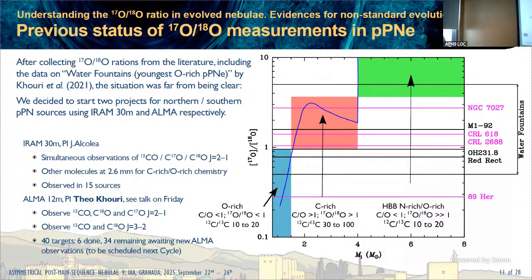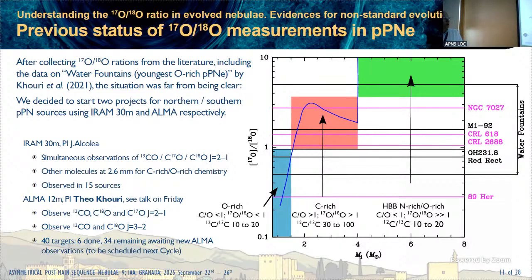And the situation was rather confusing because there was this paper by Theo and collaborators who studied water fountains that are all oxygen rich, and they got this range of values from well in the carbon rich range, but also in the oxygen range. And we already studied that carbon rich. This is one of these low momentum sources, which we thought was carbon rich, and the ratio is well in the range of the oxygen rich. So nothing made any sense.